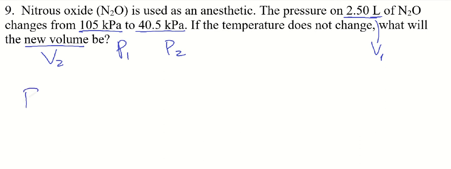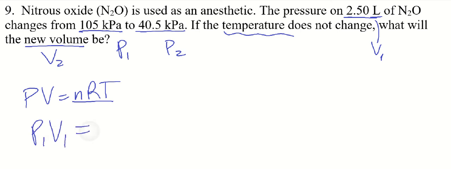We have the ideal gas law as PV equals nRT. And one thing you can do is put all the constants on one side. So temperature does not change, that's a constant. R is a constant. Number of moles is a constant. They're all constants here.